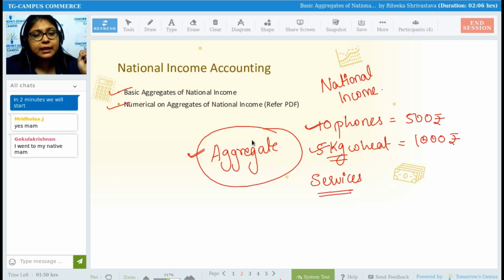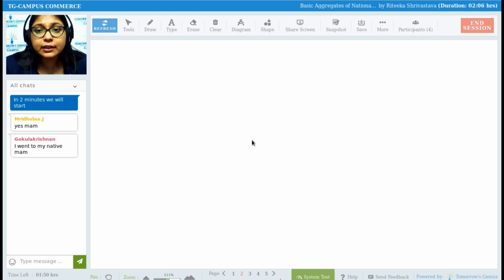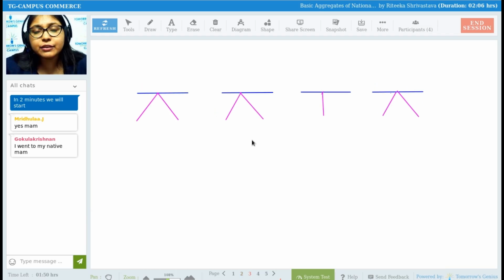Now, when we talk about aggregates, there are a total of 8 aggregates in the economy, about which we are going to discuss and learn. So first of all, let us divide the lines into 4 parts. I have divided these lines into 4 parts. Now, every line is again getting divided into 2 parts, except the third one, which is getting divided into just 1 part. The other 3 lines are getting divided into 2 categories or 2 parts.